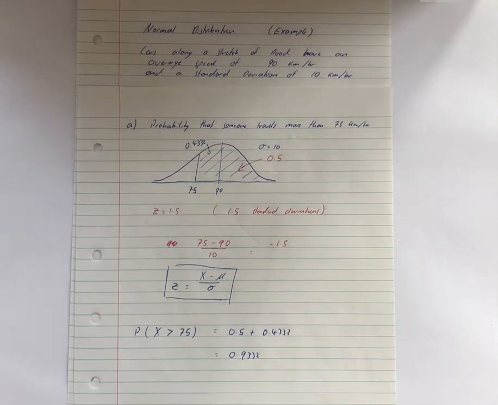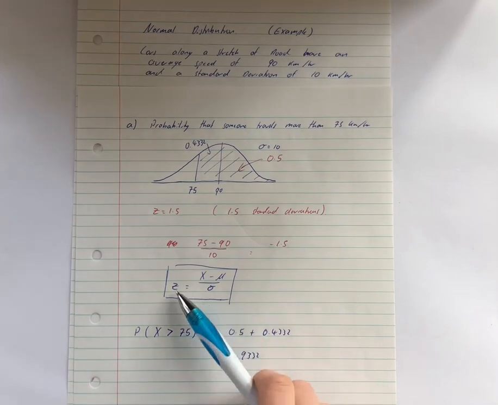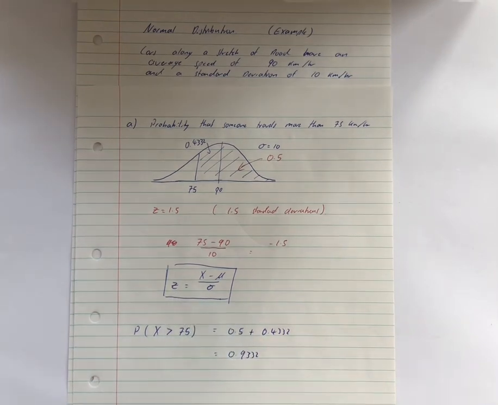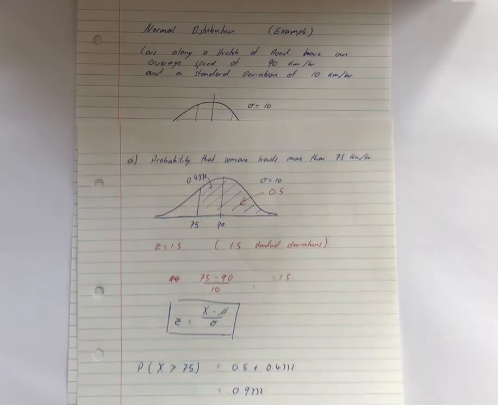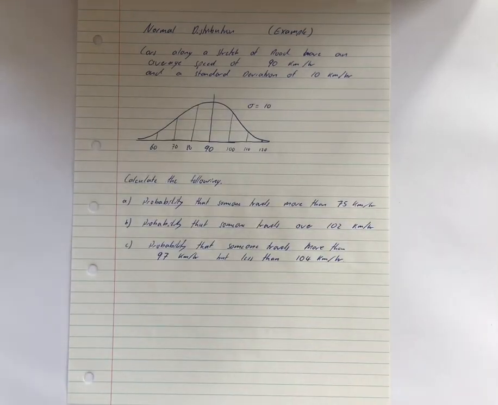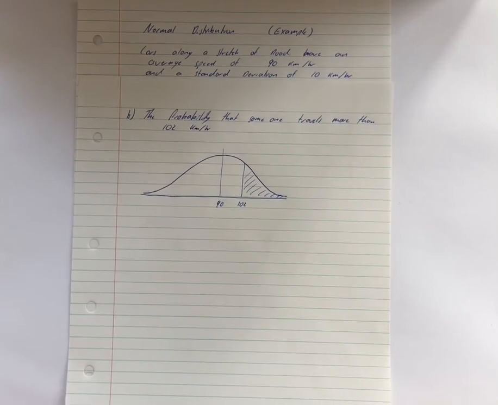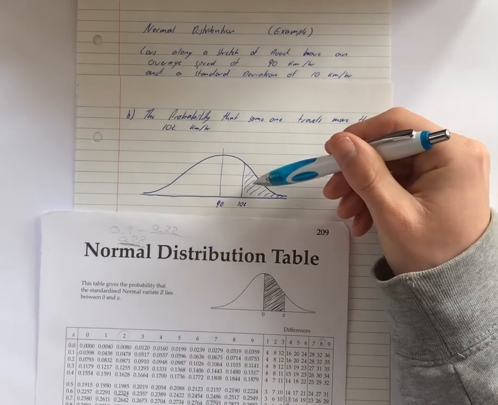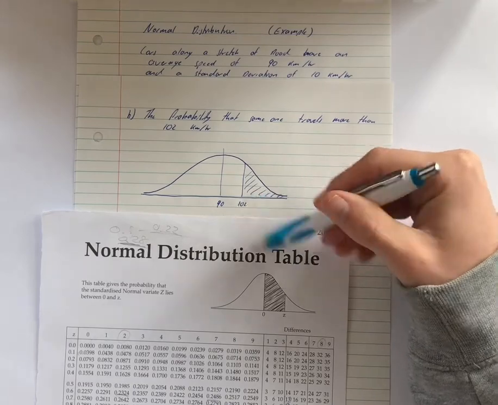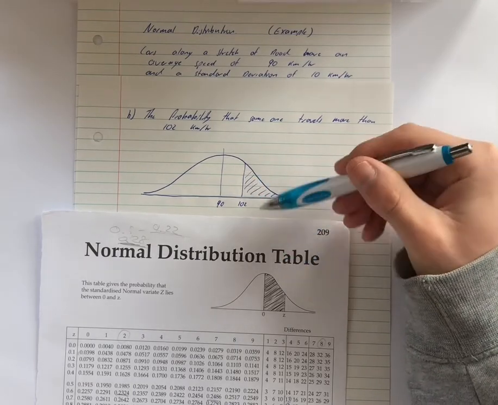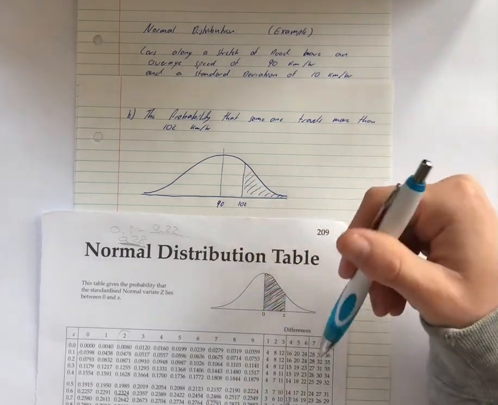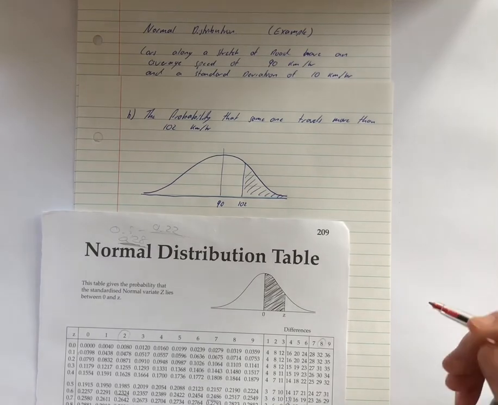So we'll do the next one a little bit more formally with just using the formula and not trying to use that intuition. Well, we'll use both. So question B was the probability that someone travels more than 102 kilometers per hour. And again, it's not really looking like our normal distribution table that we want. We want a tail. So we're going to have to use a bit of that intuition again.